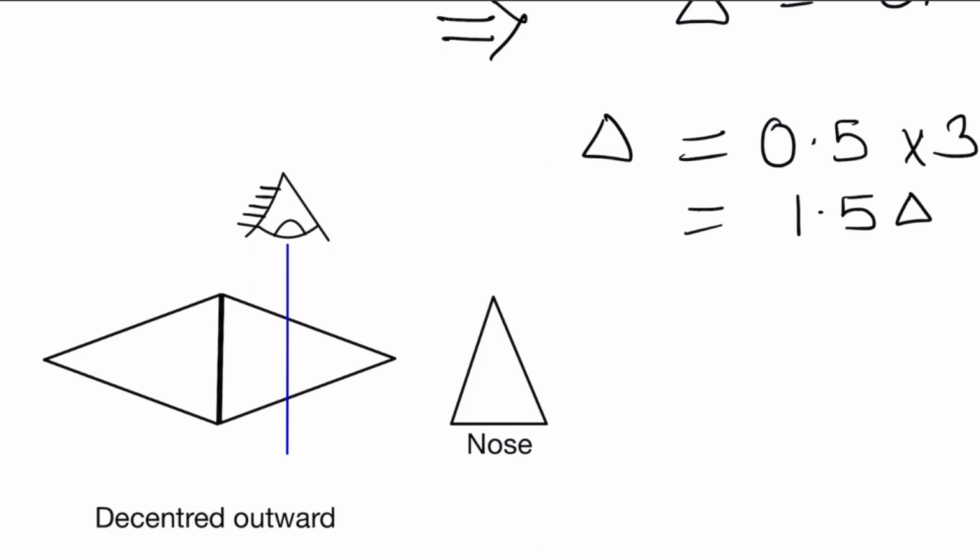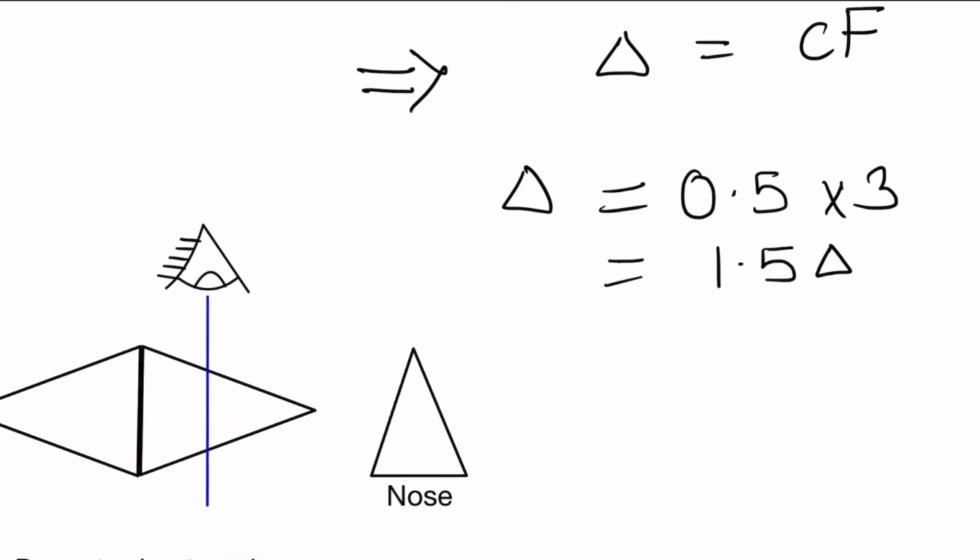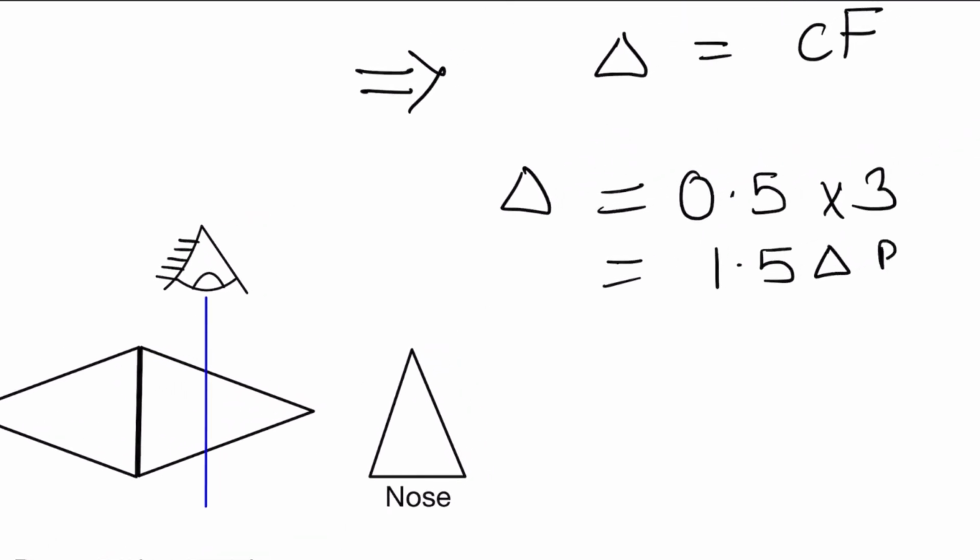But what will be the base direction induced? As the lens is decentered outward, the prism created in front of the eye is a base out prism. So we write here base out. This is the final answer to the problem which was given to us.